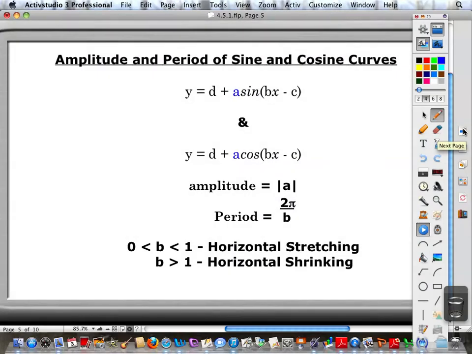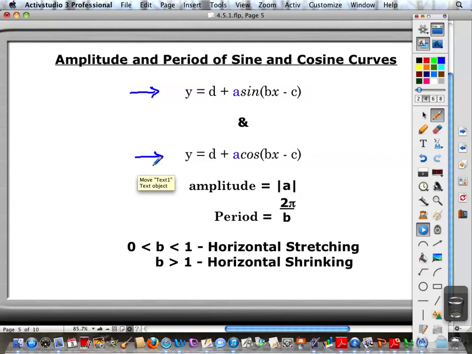And that's where these values come in, when we look at the amplitude and the period of the sine and cosine. Amplitude has to do with those maxes and mins. How high or how low does the graph go? And the period we talked about before: the period is when the y values start to repeat themselves. When that graph starts to repeat the same pattern, that's where we're looking at the period. So we have this general form here with y equals d plus a sine of bx minus c, and then a similar pattern down here for the cosine.